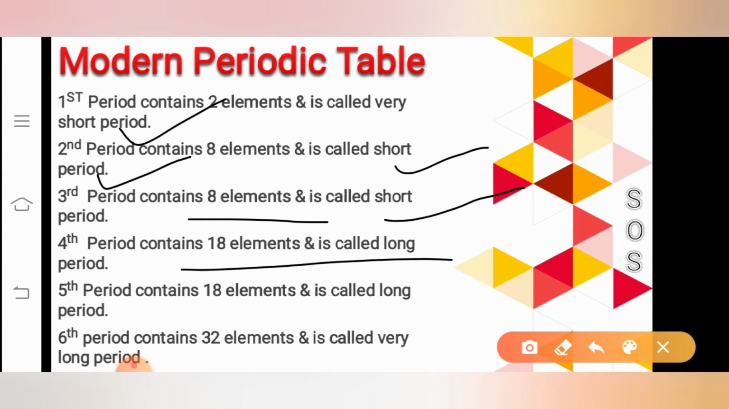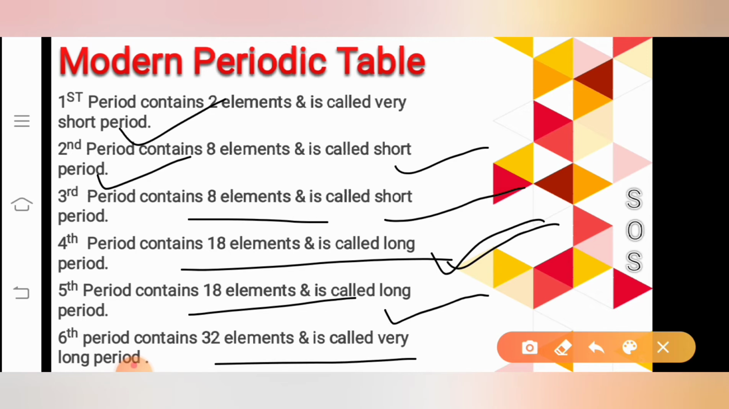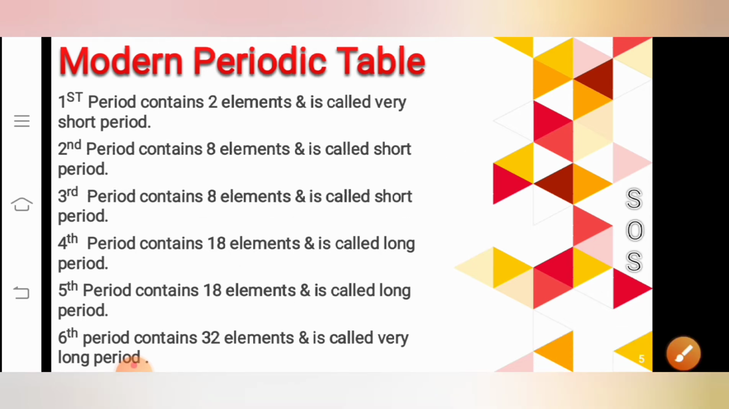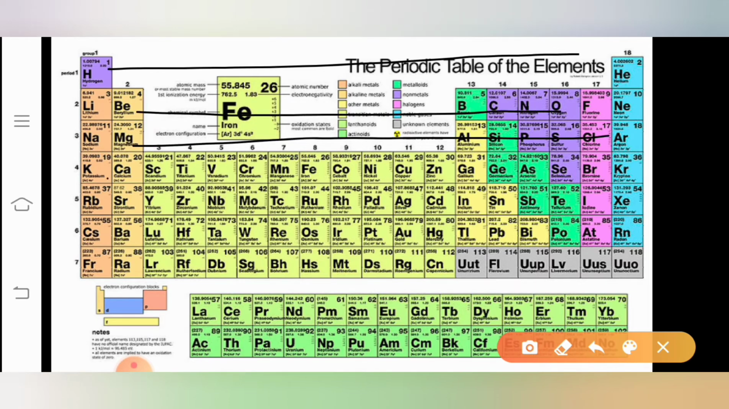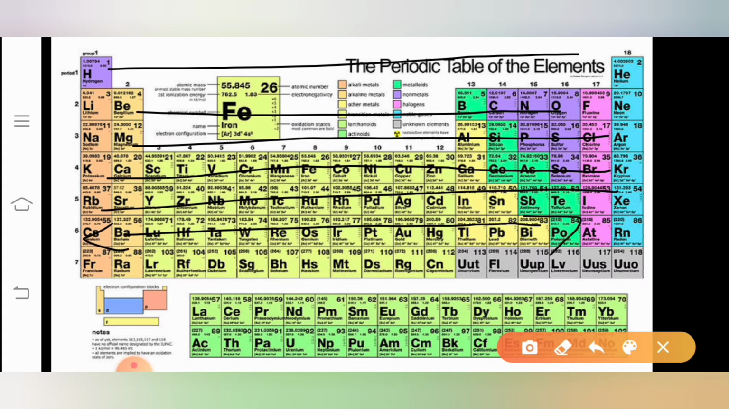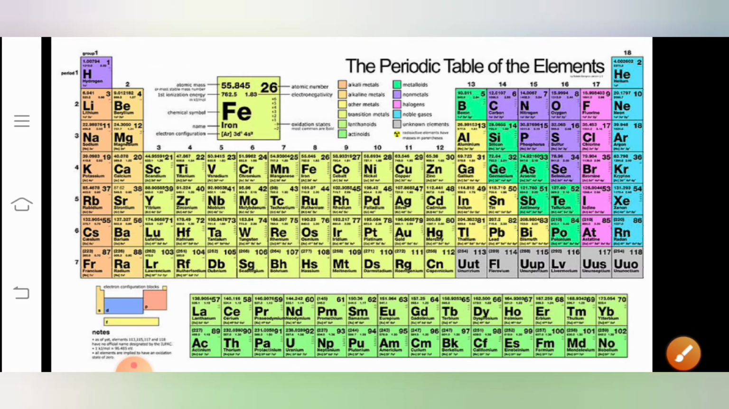Fourth period, 18 elements, and it is called a long period. Fifth period contains 18 elements. It is also called a long period. And the sixth period contains 32 elements. It is called a very long period. If you look at this table, you will clearly understand: 2 elements, very short period; long period; and this is 32 elements. I told you some of the elements are kept here. So it is a very long period. Clear?